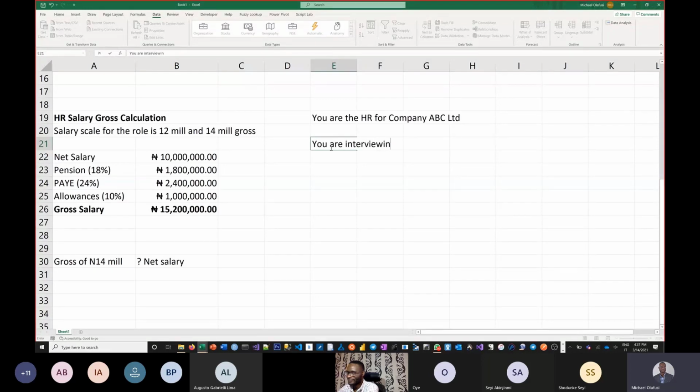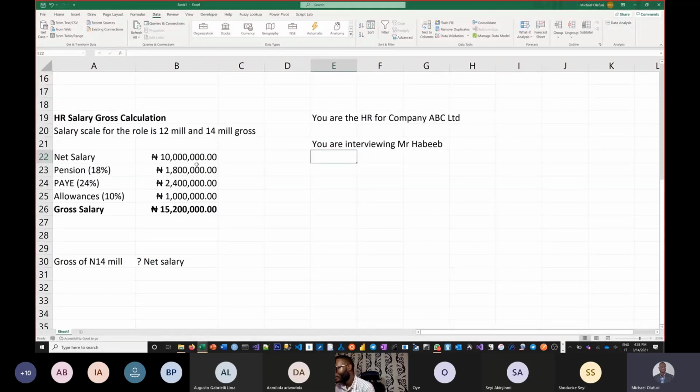You are interviewing, let me get a name from amongst us. So let me just look at our names and grab somebody's name there. So you are interviewing Mr. Abib. Mr. Abib. Okay, so here's the question. Management has said this is the salary scale for this role. You are interviewing Mr. Abib. Mr. Abib is asking for net salary. Say, I don't care about gross salary. What I want is my base salary. My net salary should be 10 million naira.